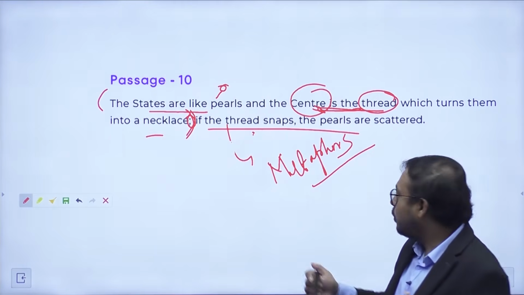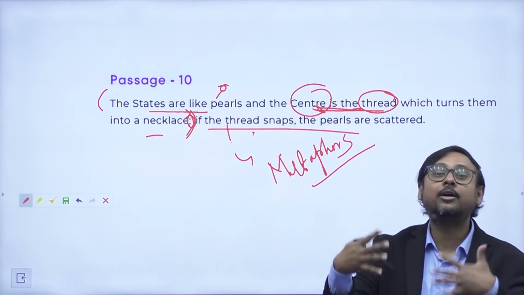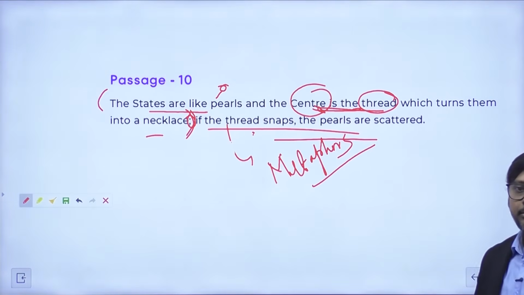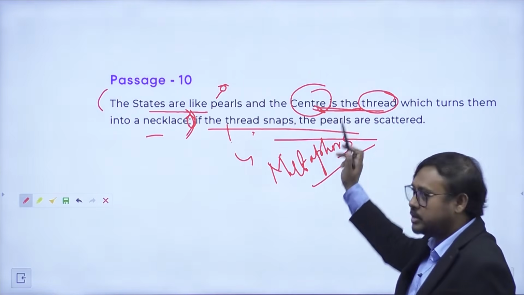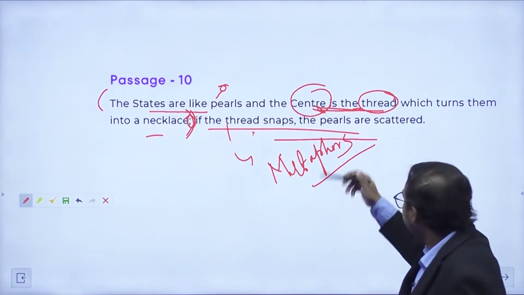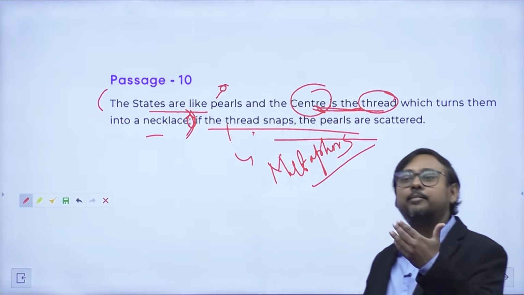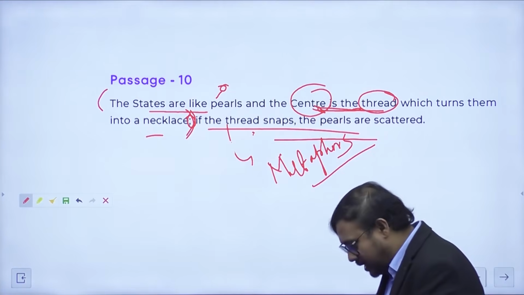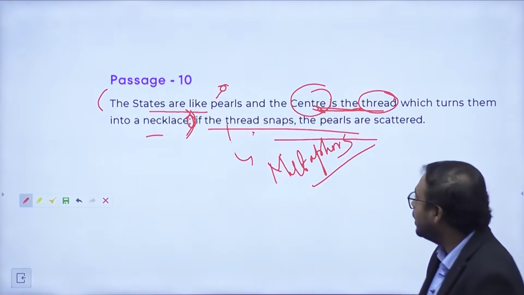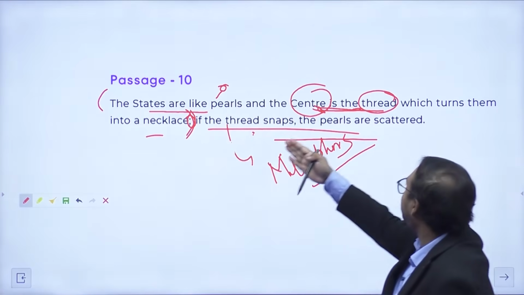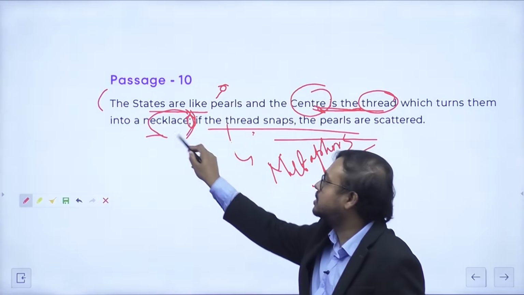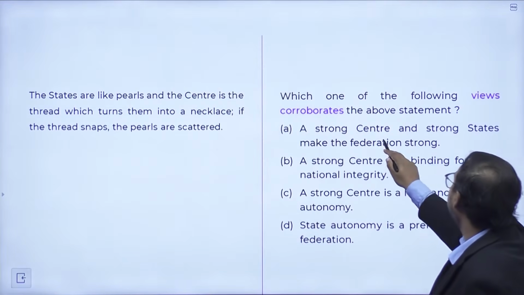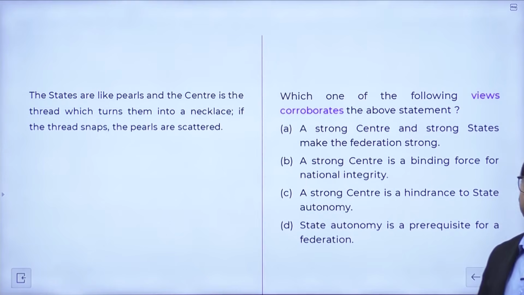Now, because you are focusing on this section, if the thread snaps, the pearls are scattered. Thread snaps means union goes away, center goes away. Pearls are scattered. So, according to yesterday, what we were saying, because it is the center which is joining, it is important. But no, the state is equally participating in making this necklace. And hence, a strong center and strong states makes the federation strong.